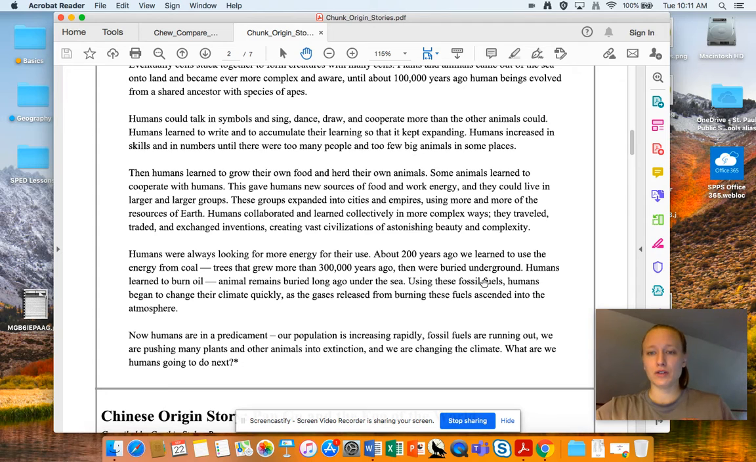Then were buried underground. Humans learned to burn oil. Animals remained buried long ago under the sea, using these fossil fuels. Humans began to change their climate quickly, as the gases released from burning these fuels ascended into the atmosphere. Now humans are in a predicament. Our population is increasing rapidly. Fossil fuels are running out. We are pushing many plants and other animals into extinction, and we are changing the climate. What are we humans going to do next?